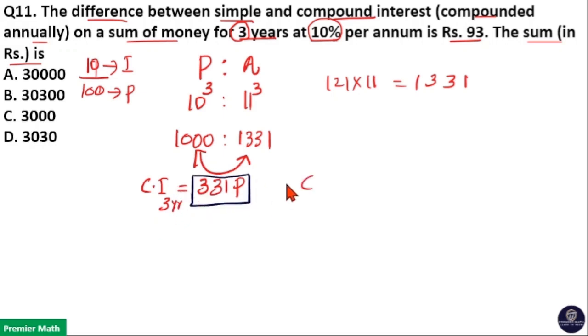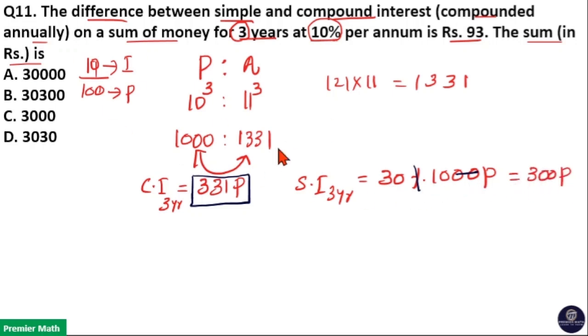Now simple interest for 3 years. Here rate of interest is 10%. So 10% for 3 years is equal to 30%. So 30% of the principal is simple interest for 3 years. Here principal is equal to 1000 parts. We need to write parts because this is in ratio. So here percentage and 00 get cancelled. 30 into 10 parts is equal to 300 parts.